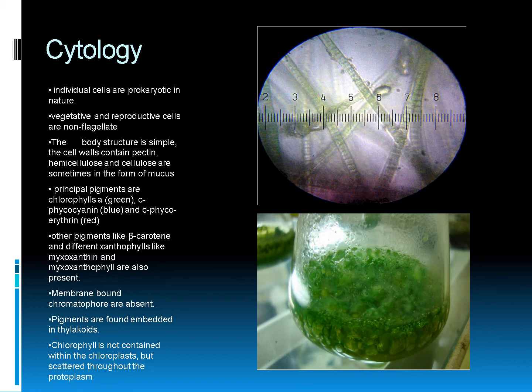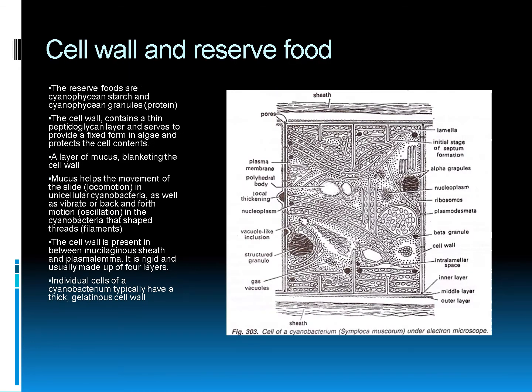Membrane-bound chromatophores are absent. Pigments are found embedded in thylakoids. Chlorophyll is not contained within a chloroplast but scattered throughout the protoplasm. The reserve foods of Cyanophyta are starch and granules.